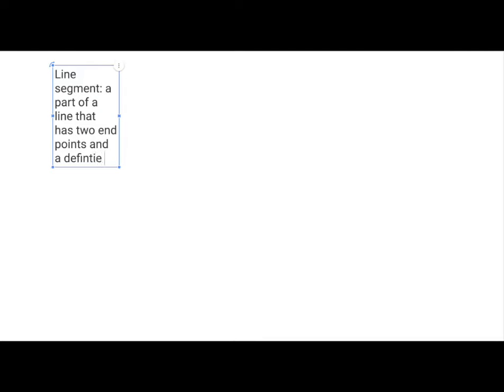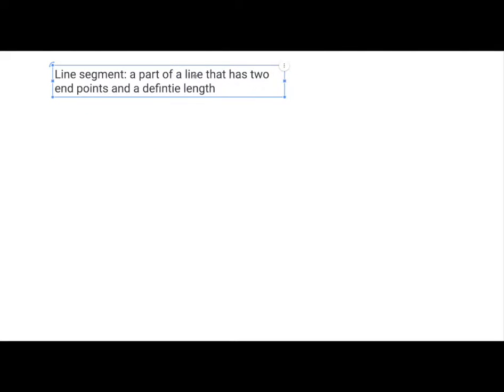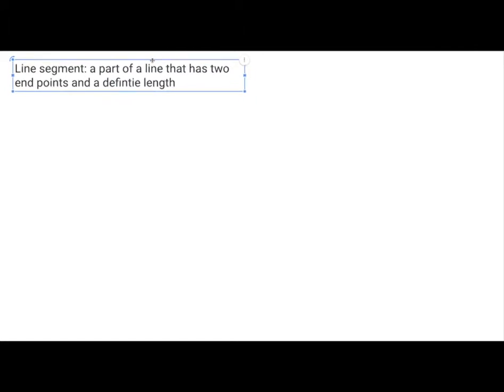Now, I find it useful to first cover some definitions relating to angle laws before we really dive into what angle laws are themselves. So one important definition to keep in mind is the line segment, which is defined as the following. So a line segment is just a part of a line that has two endpoints and a definite length.